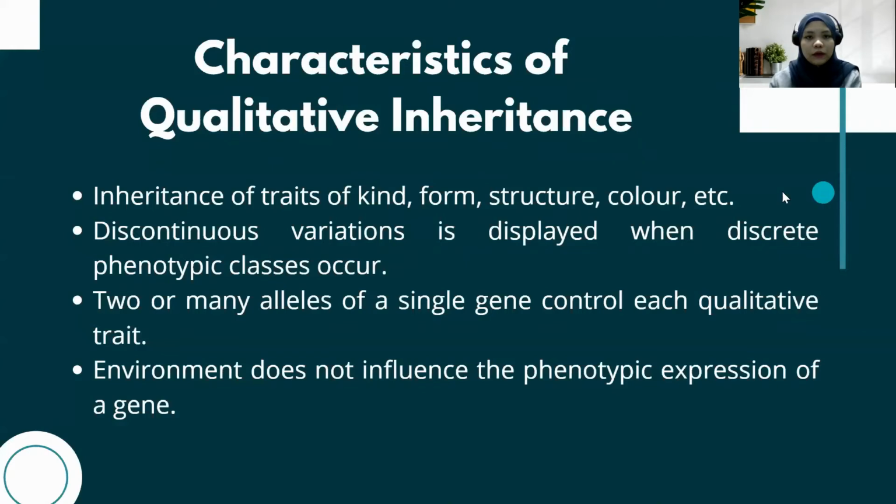Next, we are going to look at the characteristics of qualitative inheritance. It is an inheritance of traits of different kind, form, structure, color, and etc. A discontinuous variation is displayed when discrete phenotypic classes occur. Two or more alleles of a single gene control each qualitative trait. Environment does not influence the phenotypic expression of a gene.